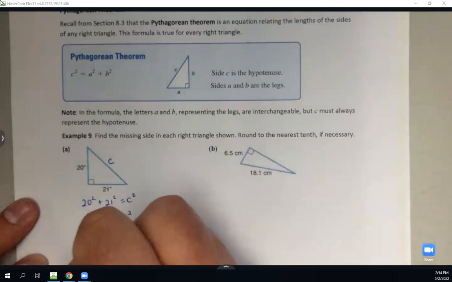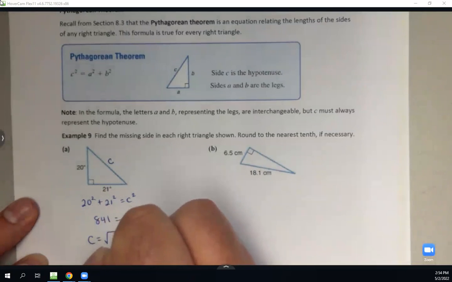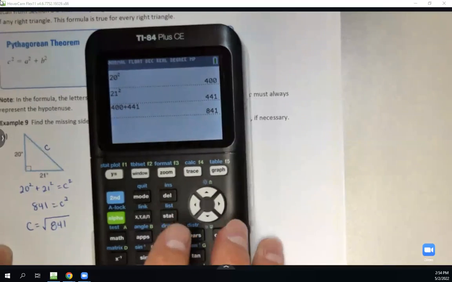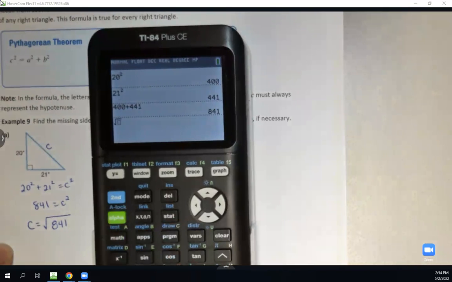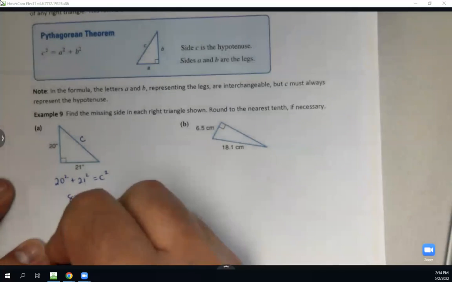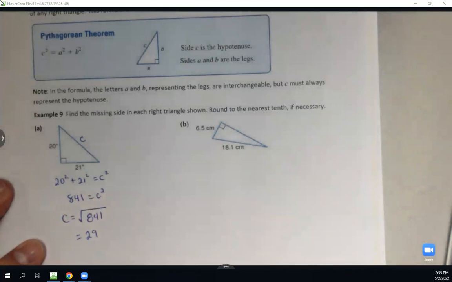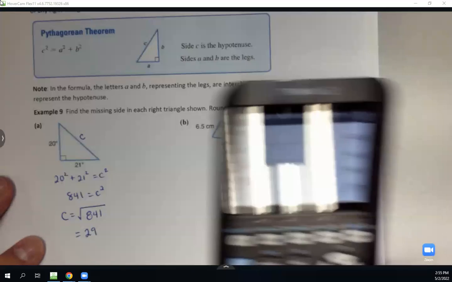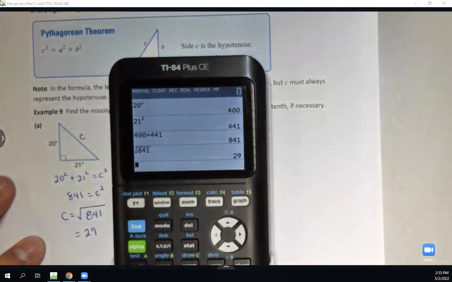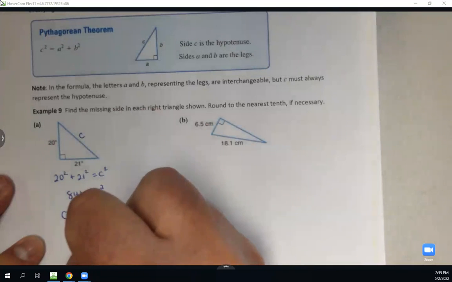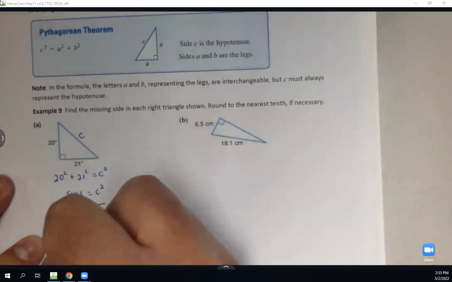which means C is going to be the square root of 841. And if I find the square root of 841, that's 29. And that works out perfectly. Okay. So the length of C is 29, I should say, inches.